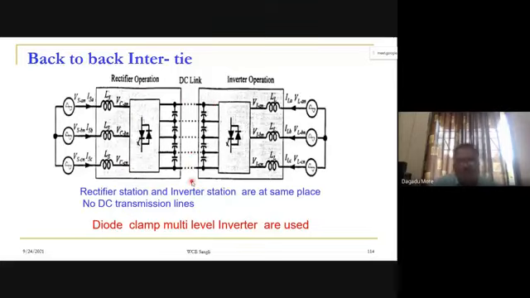Here there is no DC transmission. We just have a connection because it is in the same substation. We have a rectifier unit and the inverter. And how do we control power flow here?